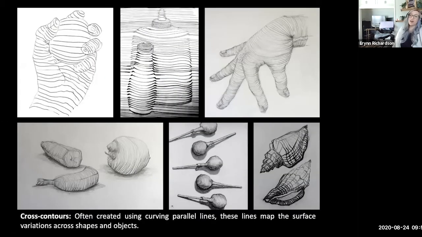That brings us into the complicated one, which is cross contours. So cross contours are parallel lines that map the surface of an object, almost like a topographical map in a way is a good way to kind of think about that. They're lines that kind of stretch over an object, and they always suggest form.